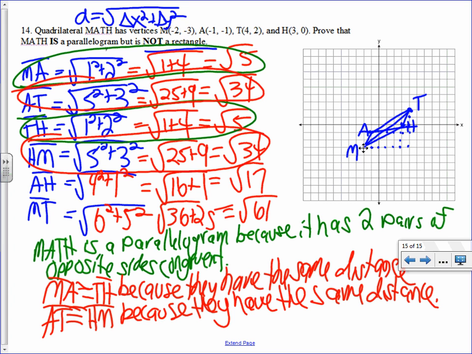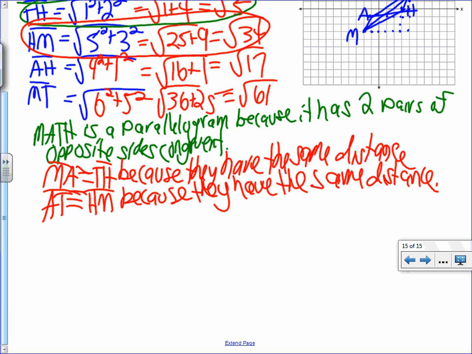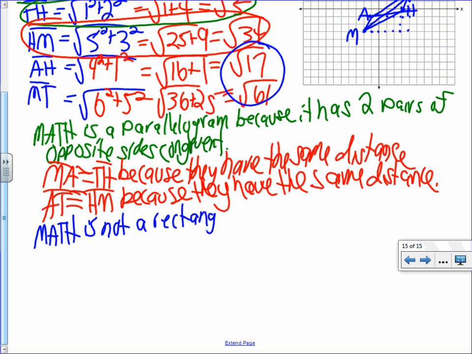Now, it asks me to prove that it is not a rectangle. Well, again, you have to know how to prove it is a rectangle or it's not a rectangle. That has to do with the diagonals. A rectangle has congruent diagonals. These are not congruent. That is good. MATH is not a rectangle because diagonals are not congruent.